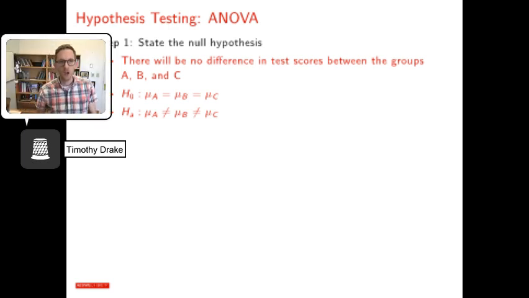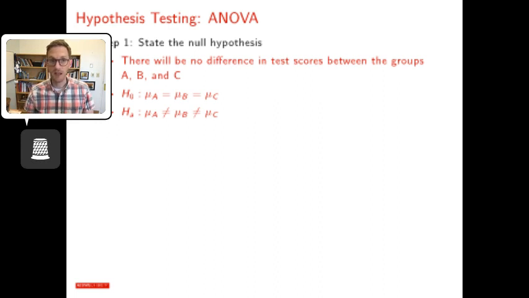Okay, so the null hypothesis is that there is no difference between the groups A, B, and C. That is, mu sub A is equal to mu sub B, which is equal to mu sub C. Okay, the alternative hypothesis then would be that mu sub A is not equal to mu sub B, which is not equal to mu sub C. Okay, that there's a difference there between these groups.